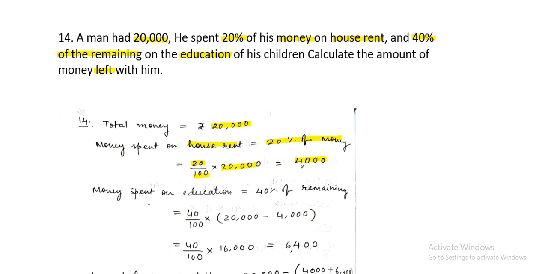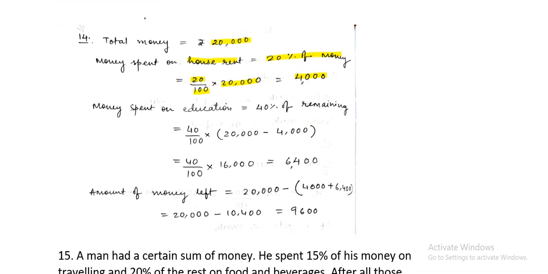Now how much money is spent on education? In the question it is given that the money spent on education is 40% of the remaining. So now what is remaining? Remaining means how much is left over. So first we'll write that money spent on education is 40% of the remaining. 40% means 40 by 100, and remaining means what? Total money 20,000 and 4,000 is already spent. So how much is remaining? Now 20,000 minus 4,000, that is 16,000. So that is 40% of 16,000. If we cancel, we will get 6,400.